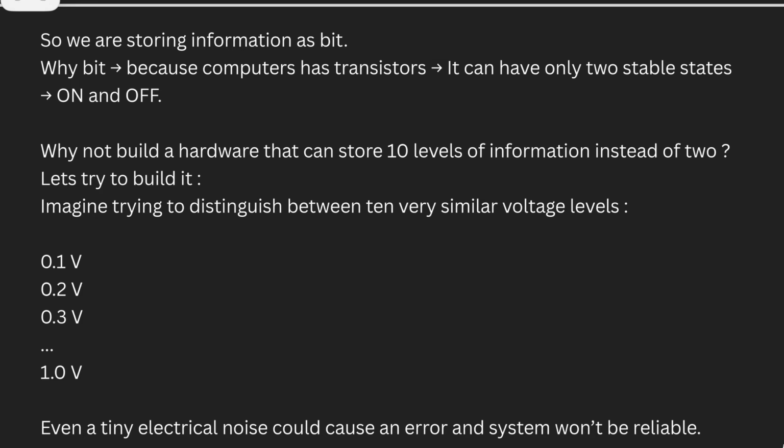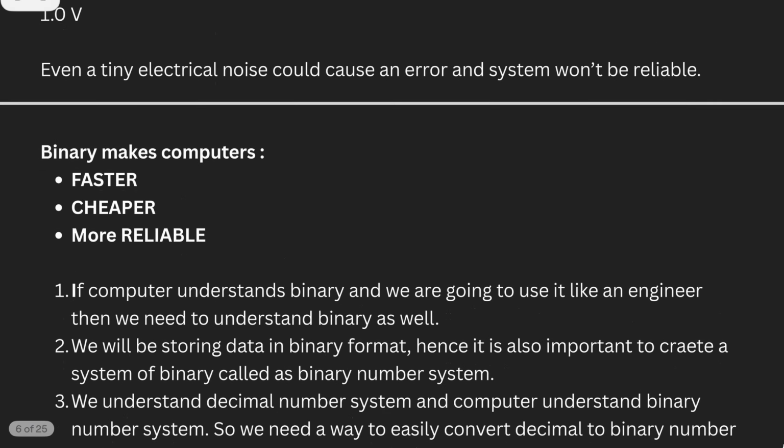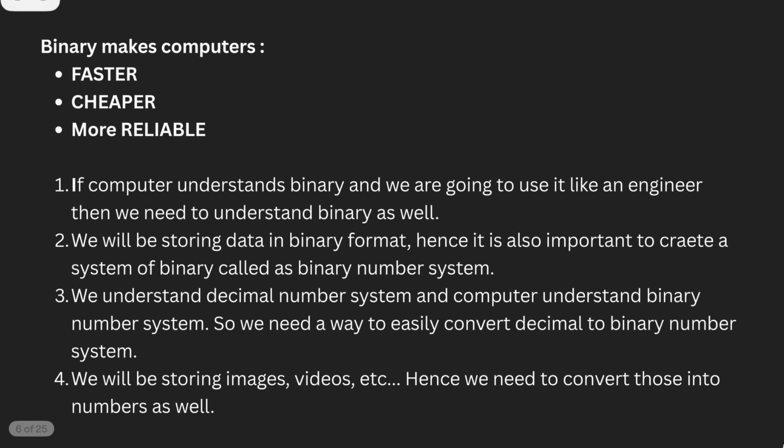It's very easy for us to distinguish from the off state to the on state. That means it's very easy to distinguish 0 from 1, but it's very difficult to distinguish if we include anything in between 0 and 1. Let's say we include 0.5. It's very difficult to distinguish between 0, 0.5 and 1 because of the noise in our system. That's why we have a binary number system, and binary makes computers faster, cheaper, and more reliable. So these are the main key 4 points that we need to learn.